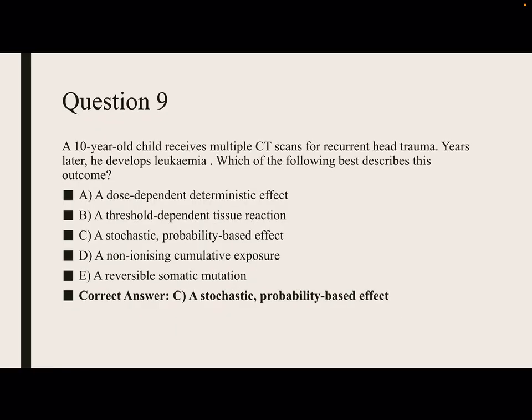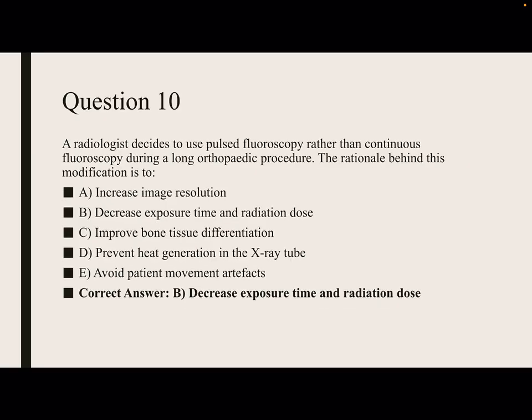Question 9. A 10-year-old child receives multiple CT scans for recurrent head trauma. Years later, he develops leukemia. Which of the following best describes this outcome? The correct answer is A. A stochastic probability-based effect.